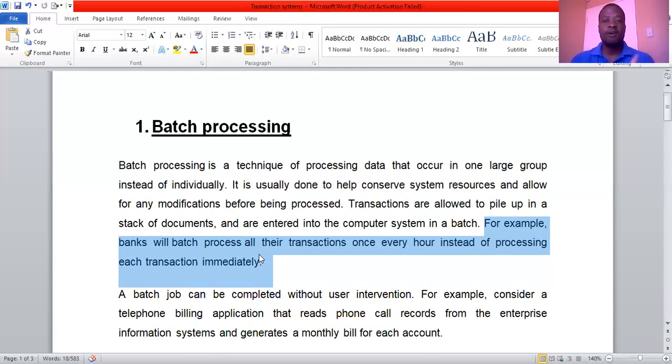They collect all these transactions and then they process them once. Like let's say if they've been collecting all the transactions from the morning until lunchtime, and then from lunchtime, they add up all these transactions and then they are processed at once, okay? Rather than just processing them individually, immediately after a user has entered some details, okay?